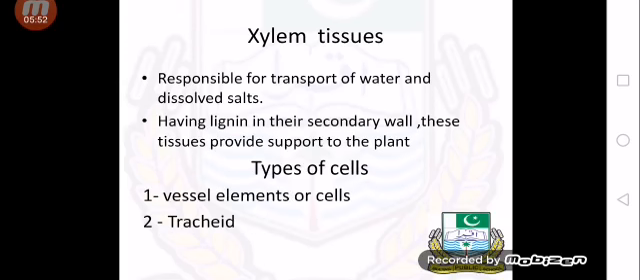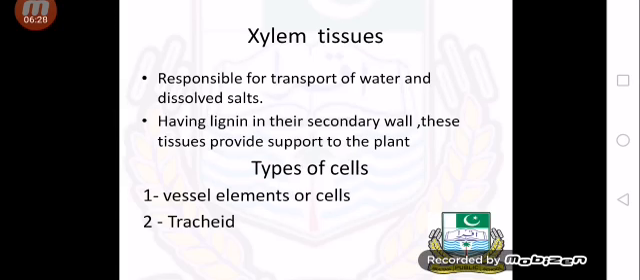Xylem tissues are responsible for transport of water and dissolved salts, and these also have a secondary wall due to deposition of lignin. As I have already told you, when lignin is there, the cell wall becomes a secondary wall and it provides support. It becomes a supporting tissue also. So here we can say that xylem tissues have two functions. One is conduction of water and dissolved salt, and the other is to give support to the plants.